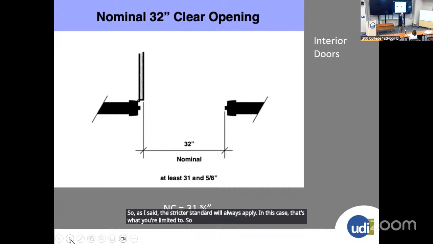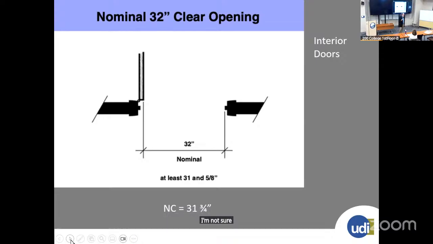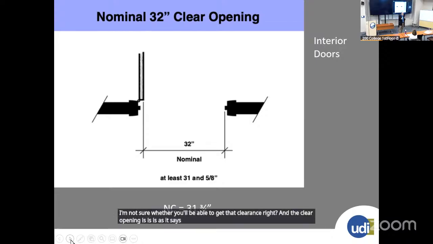So the notion that you could spec a 32-inch door and get a 32 and 3/4 clear opening out of it, I'm not sure you'd be able to get that clearance. And the clear opening is, as it says here, from the edge of the door to the edge of the stop.